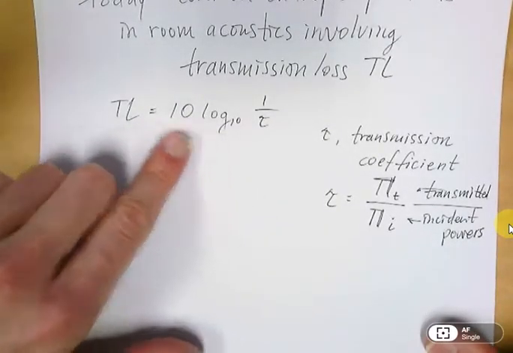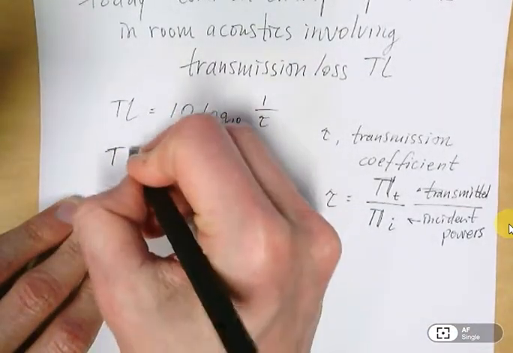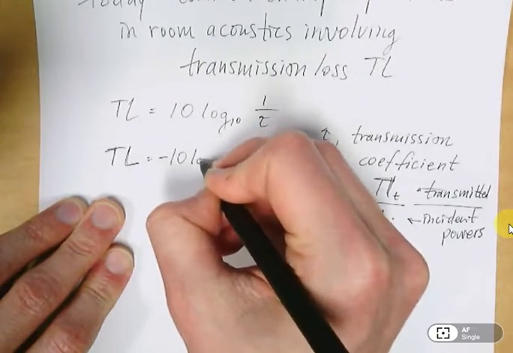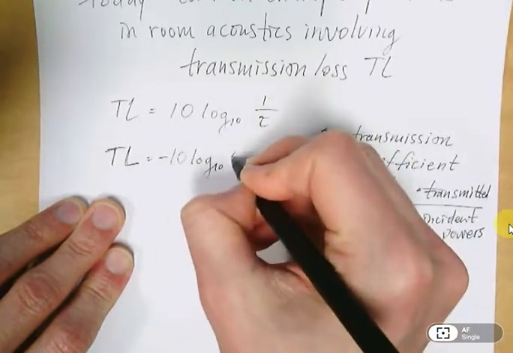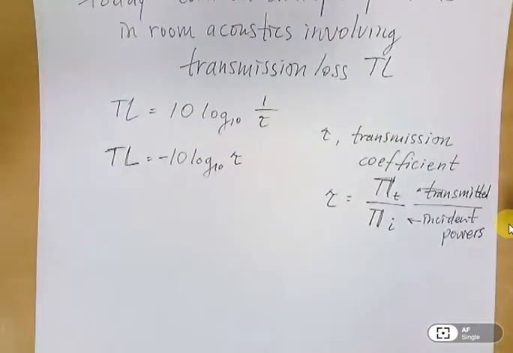Due to the expression here in the logarithm, we can alternatively write this transmission loss as negative 10 log 10 tau. And we will use both notations towards the problems that we'll look at today.